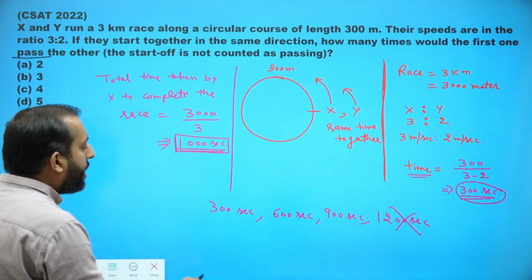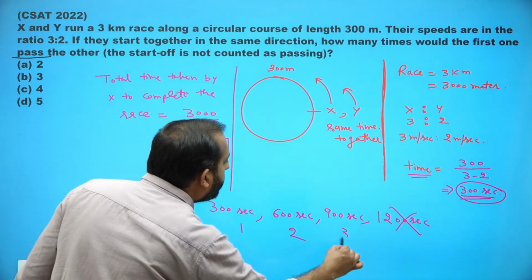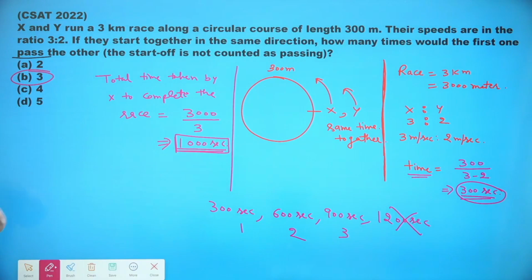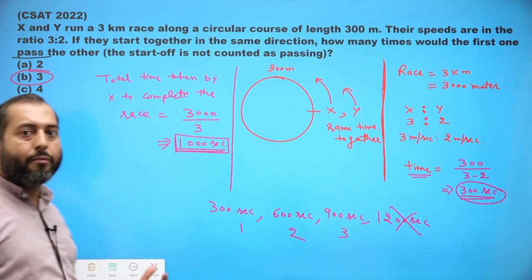So how many times is he going to meet Y? He is going to meet Y 3 times. The answer of this question is option B. Kindly make a note of it. Hurry up. Kindly make a note of it. I hope, class, this is clear to everyone. Let's move on.